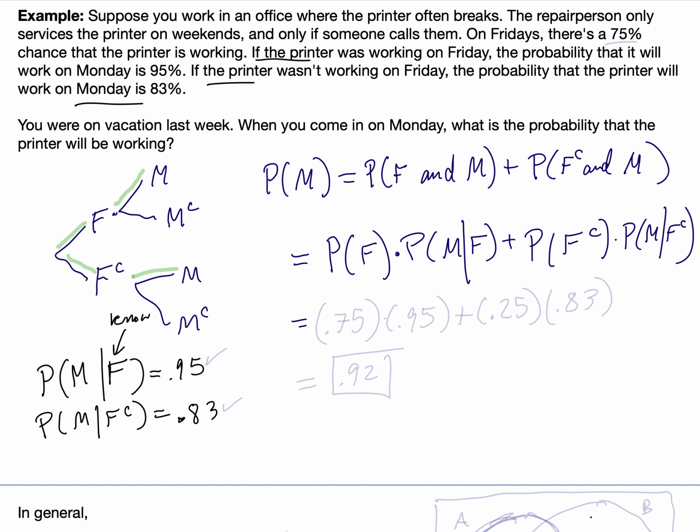So the probability that it does work on a Friday, we said was 75%, so 0.75 times the probability that it works on Monday given that it did on Friday, that's 95%, so 0.95, plus the probability that it doesn't work. Well, using complements, the probability that it doesn't work on a Friday is 1 minus 0.75, so 0.25, and the probability that it works on Monday even though it wasn't working on Friday, that's our 0.83.